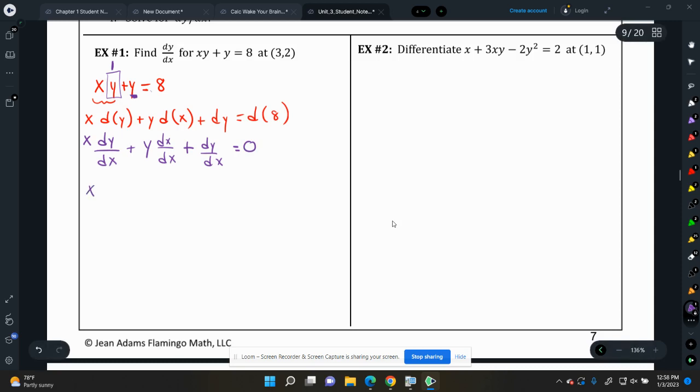So now we have x dy dx plus y dx dx, but dx dx is actually 1. So that's y plus dy dx equals 0. Okay. We're trying to solve for dy dx. So now I'm going to move some things around. So I have x dy dx plus dy dx. I'm going to subtract y from both sides to get the y out of there, so it equals negative y.